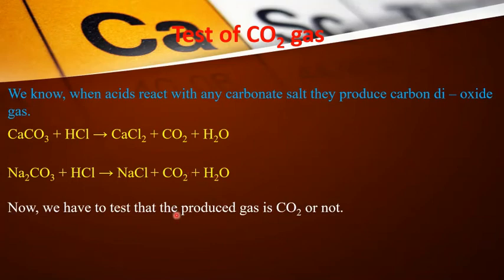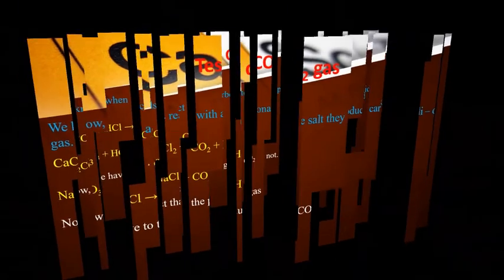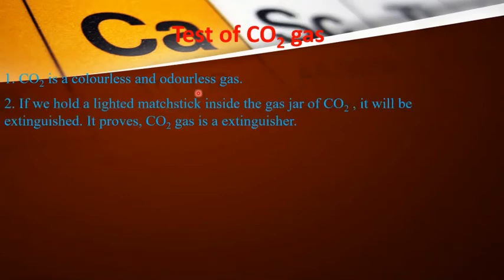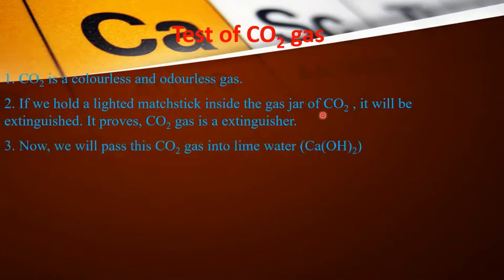Now we have to test whether the produced gas is carbon dioxide or not. How will we test it? At first, carbon dioxide is a colorless and odorless gas. If we hold a lighted matchstick inside the gas jar of carbon dioxide, it will be extinguished. Why? Because carbon dioxide gas is an extinguisher. It proves that carbon dioxide is an extinguisher.